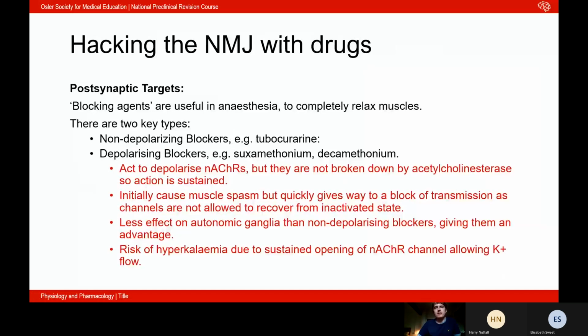Depolarizing blockers do the opposite. They are actually agonists at nicotinic acetylcholine receptors, and so they act to depolarize the postsynaptic membrane. But the key point is they're not broken down by the acetylcholinesterase, so their action is sustained. This initially causes muscle spasm and tetany, but quickly gives way to a block of transmission because the channels can't recover from an inactivated state. They have less effect on autonomic ganglia, but the sustained opening of the channel leads to changes in potassium homeostasis, which can cause issues.